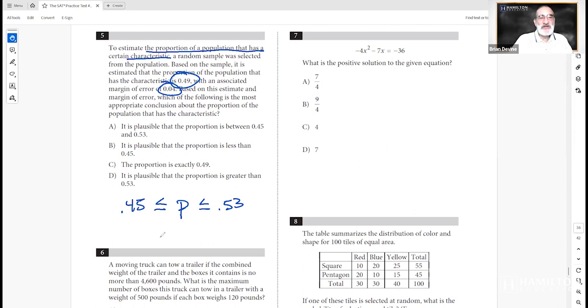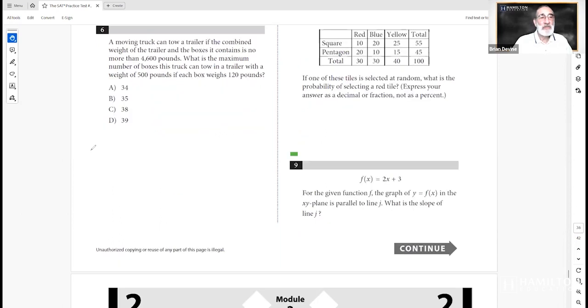And so given some sort of percentage of the population, we just took plus or minus the margin of error. Well, if I look up above, then A is the correct answer, because it's very plausible that we're going to be somewhere between these two values. So A is the correct answer.